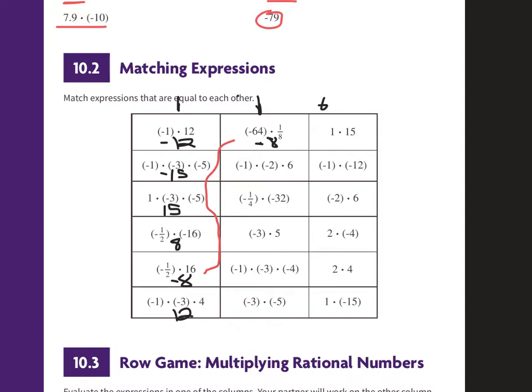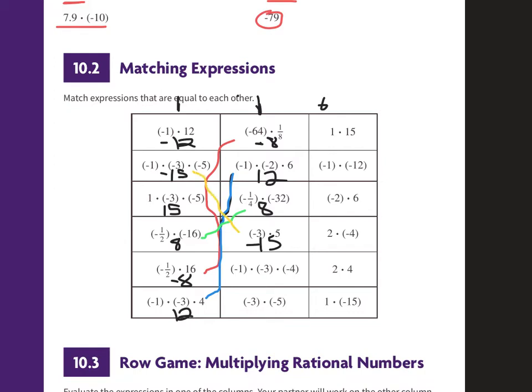-1 times -2 is +2. +2 times 6 is 12. So +12, that's all the way down at the bottom. All the way down here at the bottom. -1/4 times -32. Well, negative times a negative is a positive. 32 divided by 4 is 8, so it's +8. So those match up. -3 times +5 is -15. So that matches up with this one up here.